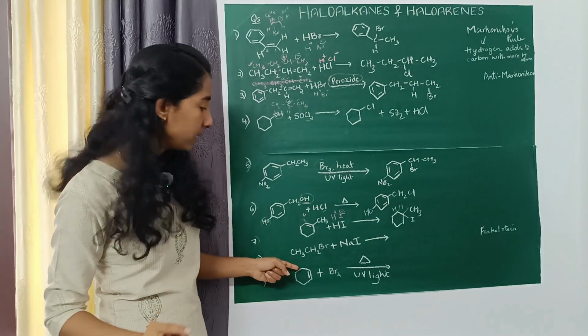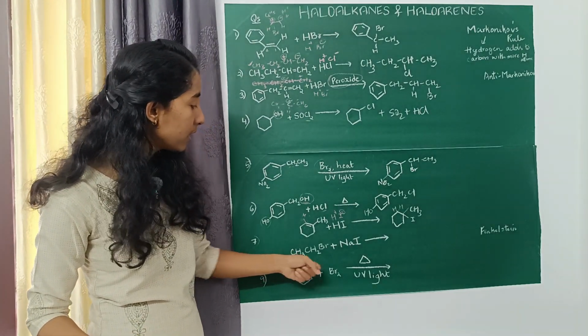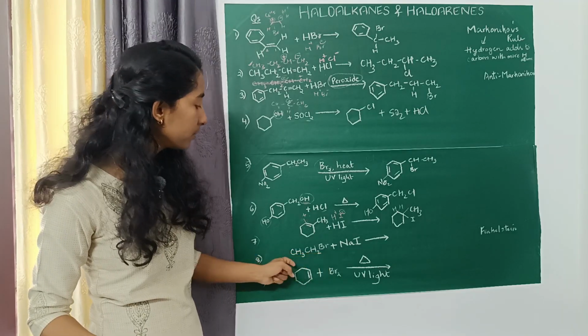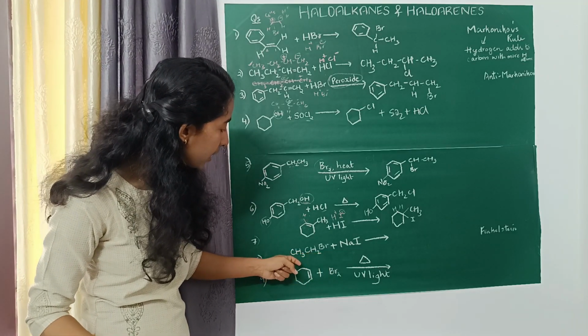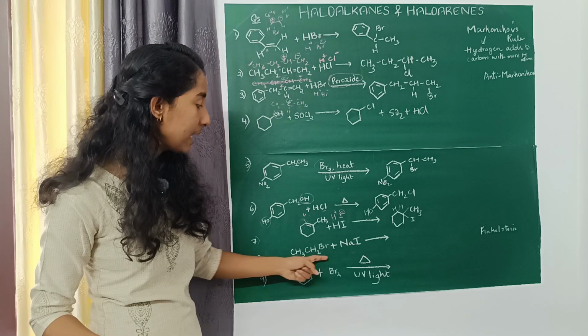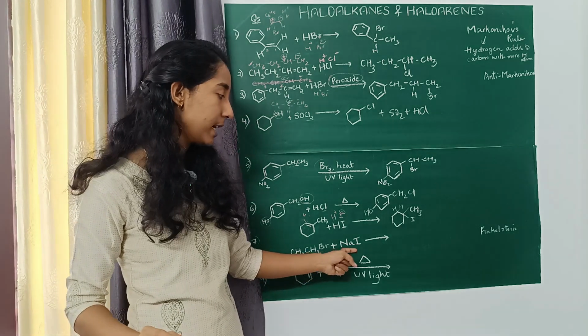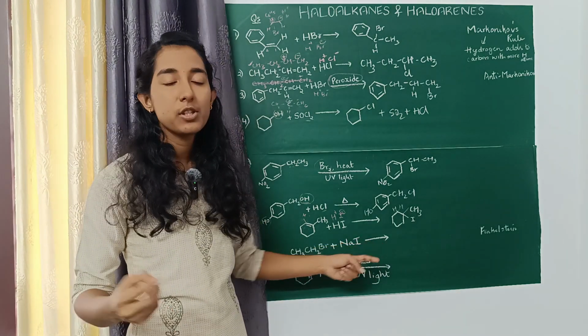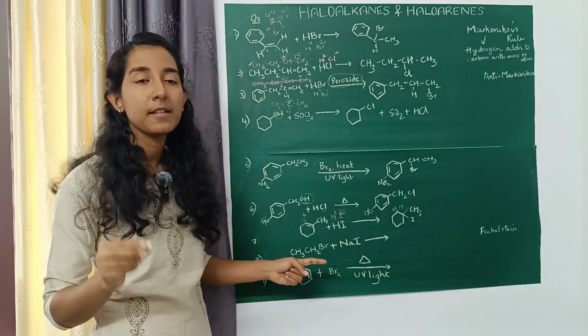Then comes the next question. Here you have an alkyl bromide and NaI, and here you have a reagent like acetone. This is actually a Finkelstein reaction.